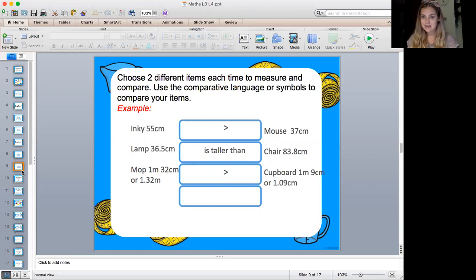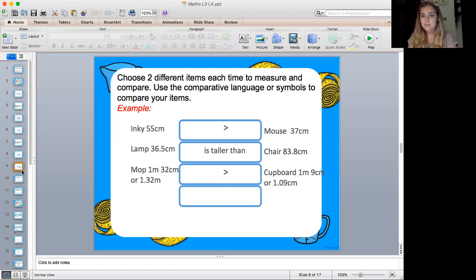I also did the same with the lamp and a chair. This time, instead of using a symbol, I decided to use my comparative language. My lamp was 36.5 centimetres. I was very accurate with my tape and I got really close to count those little bits in between. And the chair is 83.8 centimetres. Again, I was really counting those millimetres.